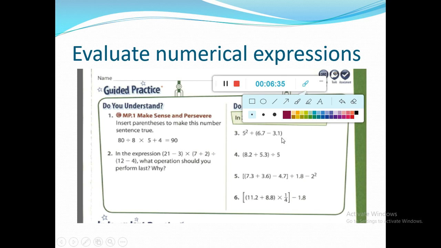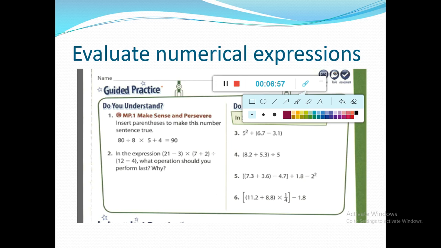Now I will work with you together on questions number 3 and 5. Then I will let you stop the video and pause it for 2 minutes and try to do 4 and 6. Then come back to the video again to see the answers.